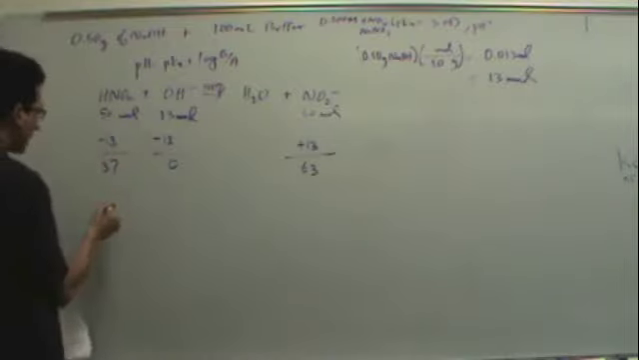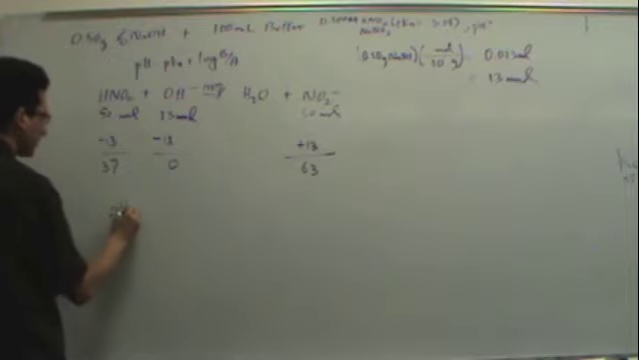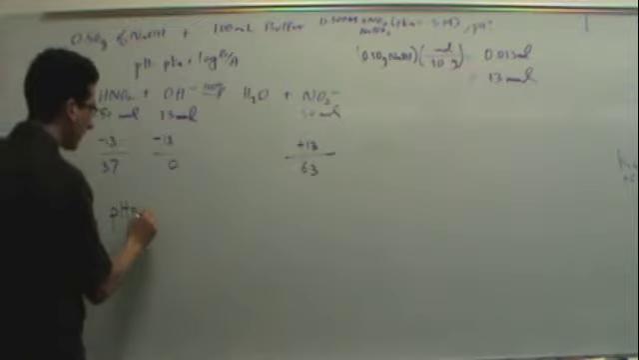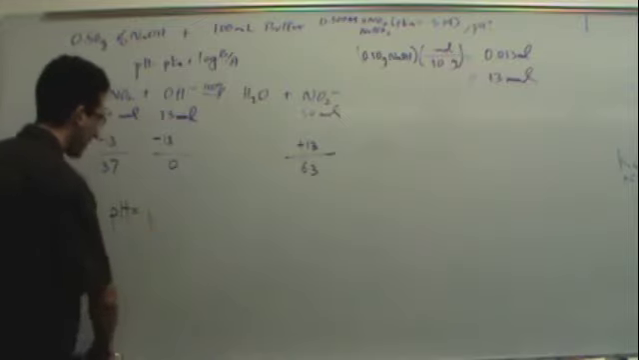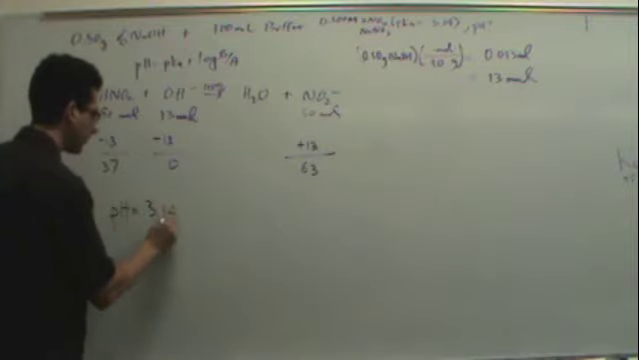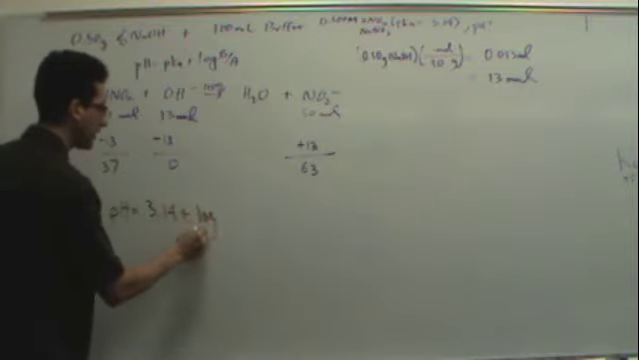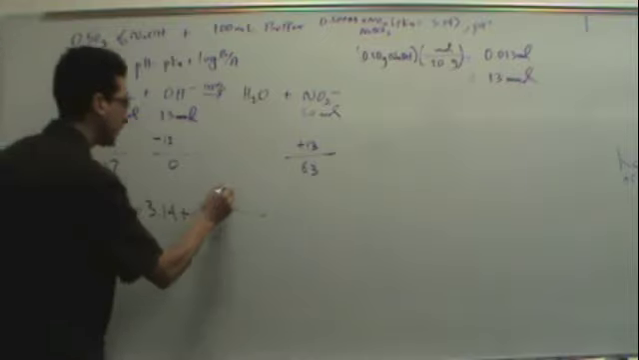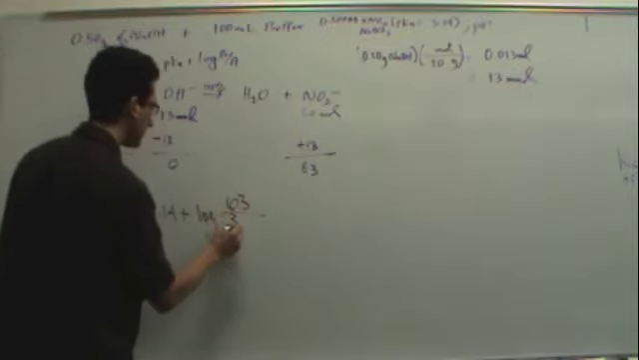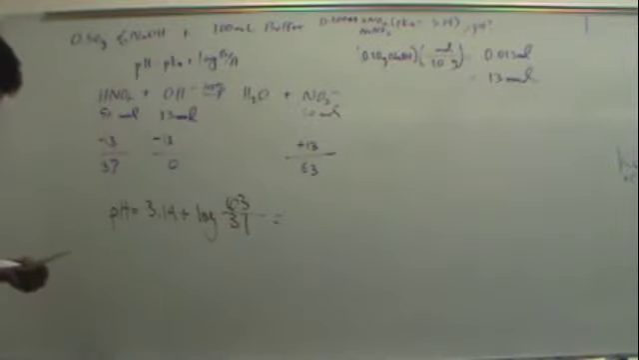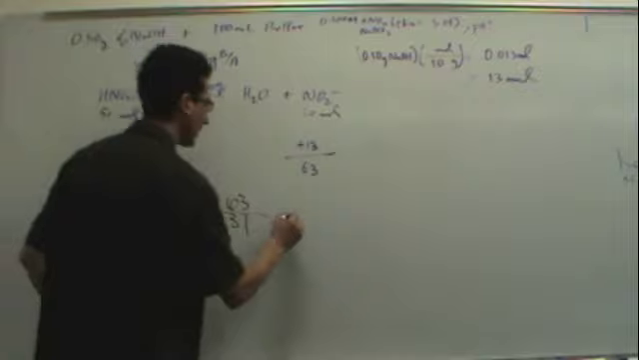So I'm going to say pH. I did my stoichiometry. After stoichiometry, you'll be able to go to Henderson-Hasselbalch. The pKa, I was given that number, it's 3.14. So write that, 3.14, plus the log of the base, which is 63, over the acid, which is 37. And let's see what we get for that. That's 3.37.